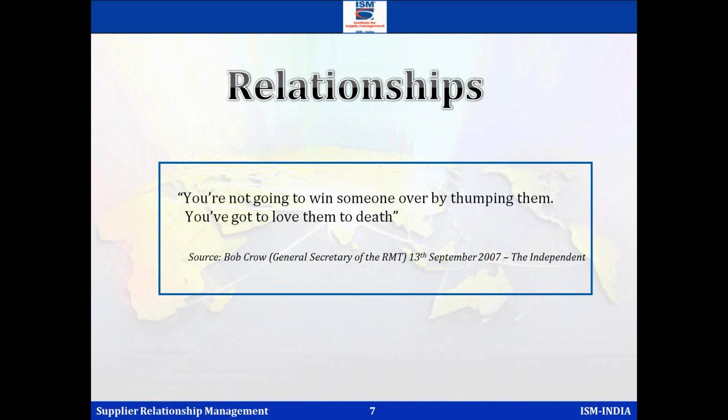Now, relationships. Let's understand the term relationship. Some people think that I can thump on somebody and I can win them over. You're not going to win someone over by thumping them. You're going to love them to death. So you have to like them, you have to enjoy a relationship with them, only then you get the benefit of it.